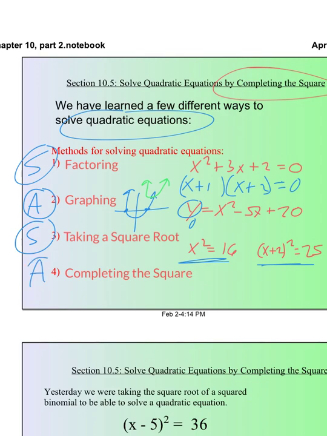This completing the square is going to be another one that works all the time, but it can be a little messy, almost like the graphing. There can be little glitches to it, but it will always work. So let me start talking about completing the square and how it ties in with taking a square root. We're going to set something up that helps us do something like the problems we've done the last couple days. And we call it completing the square. Let me show you.